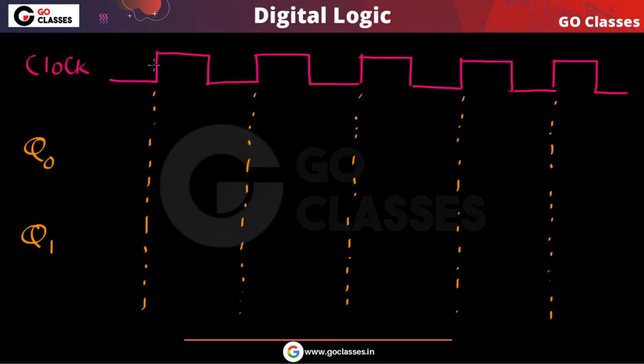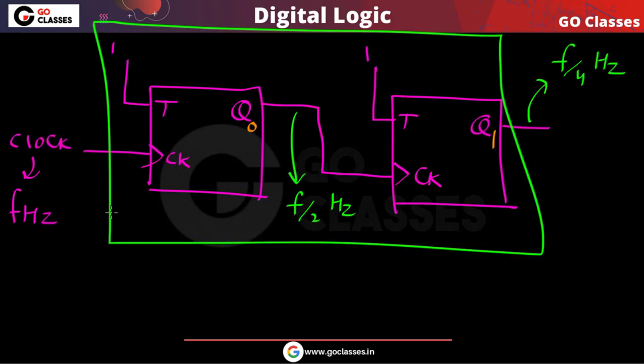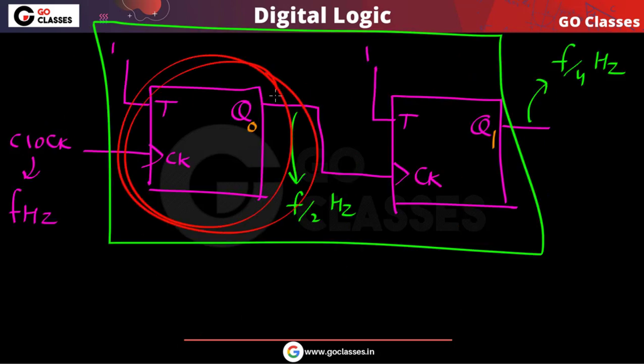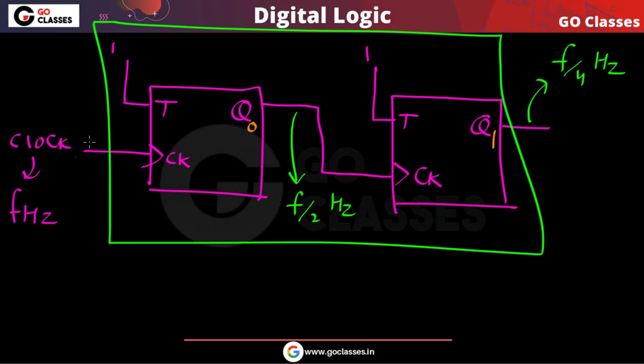So when the clock is making this positive edge transition, from 0 to 1, you can notice that only this T flip-flop is affected by this clock. This clock is only applicable to this flip-flop. So when this clock goes from 0 to 1, this q0 will toggle.